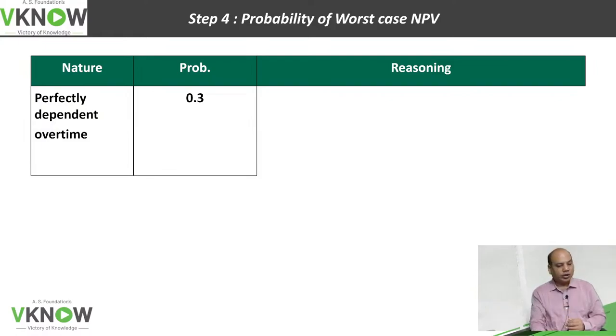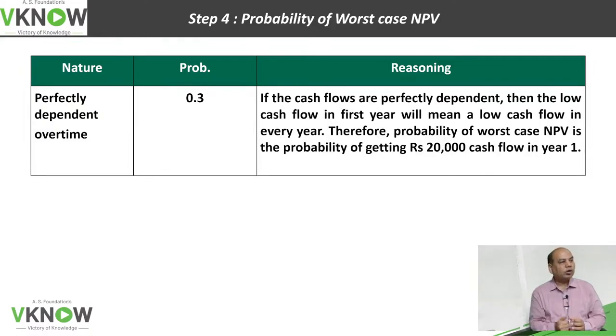It will be 0.3, even though reasoning was not asked in the question. I will give you the reasoning in the writing also. If you look at the institute answer printed below, there is no explanation. They have only written 0.3, but write down the explanation also.